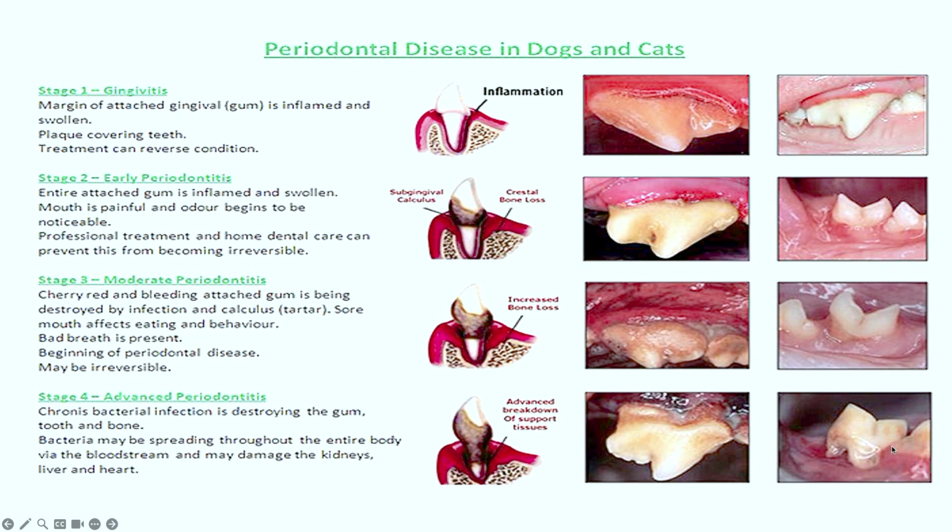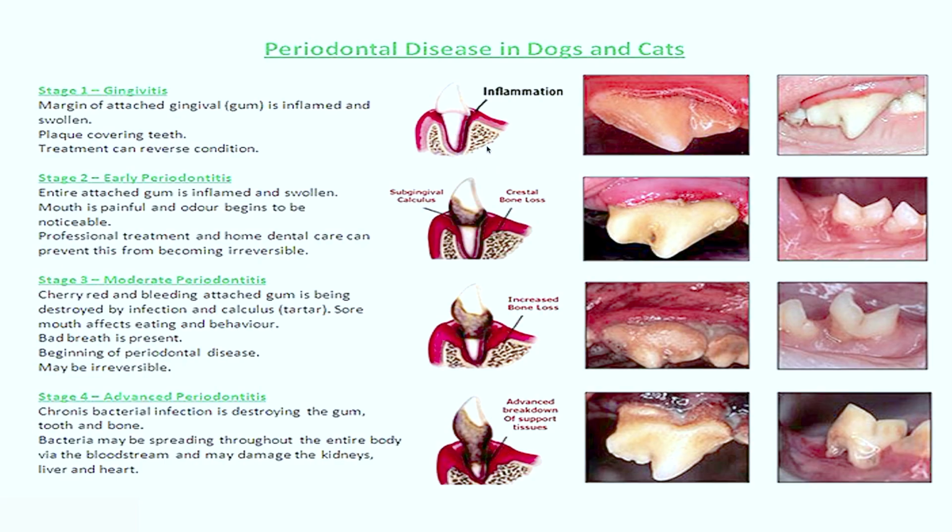So how do you know when you've got different stages of dental disease? This is called dental grading. And there are usually 4 stages of dental grading, or 0 to 4. Stage 1, which you can see here in this diagram, is where you have some inflammation. So a margin of attached gingival gum is inflamed and swollen. There is a little bit of plaque covering the teeth. But at this stage, the treatment can reverse this condition.